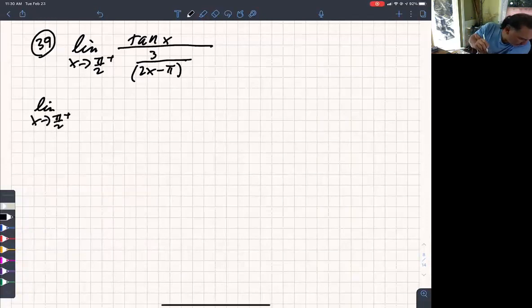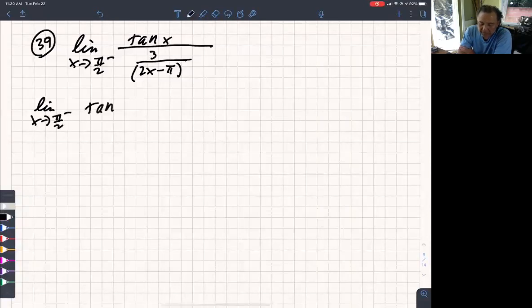Is it right or left on 39? It's from the left. So we want to find the limit of the top. Tangent of pi over 2, you should know that's undefined. That's going to be infinity, positive or negative, depending on what's going on.